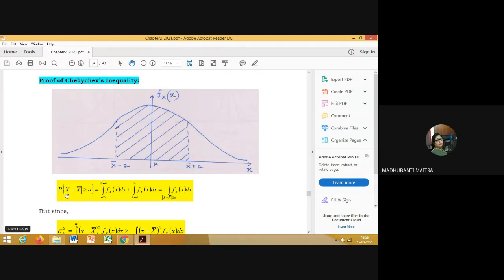So you say the probability that mod of x minus x bar is greater than or equal to a can be written as follows. We are trying to find the probability that this deviation is greater than or equal to a, which will be equal to the integral from minus infinity to x bar minus a, that means this area, of fx dx, plus this area. So the area will be denoted by the integral from x bar plus a to infinity of fx dx. Is it clear?